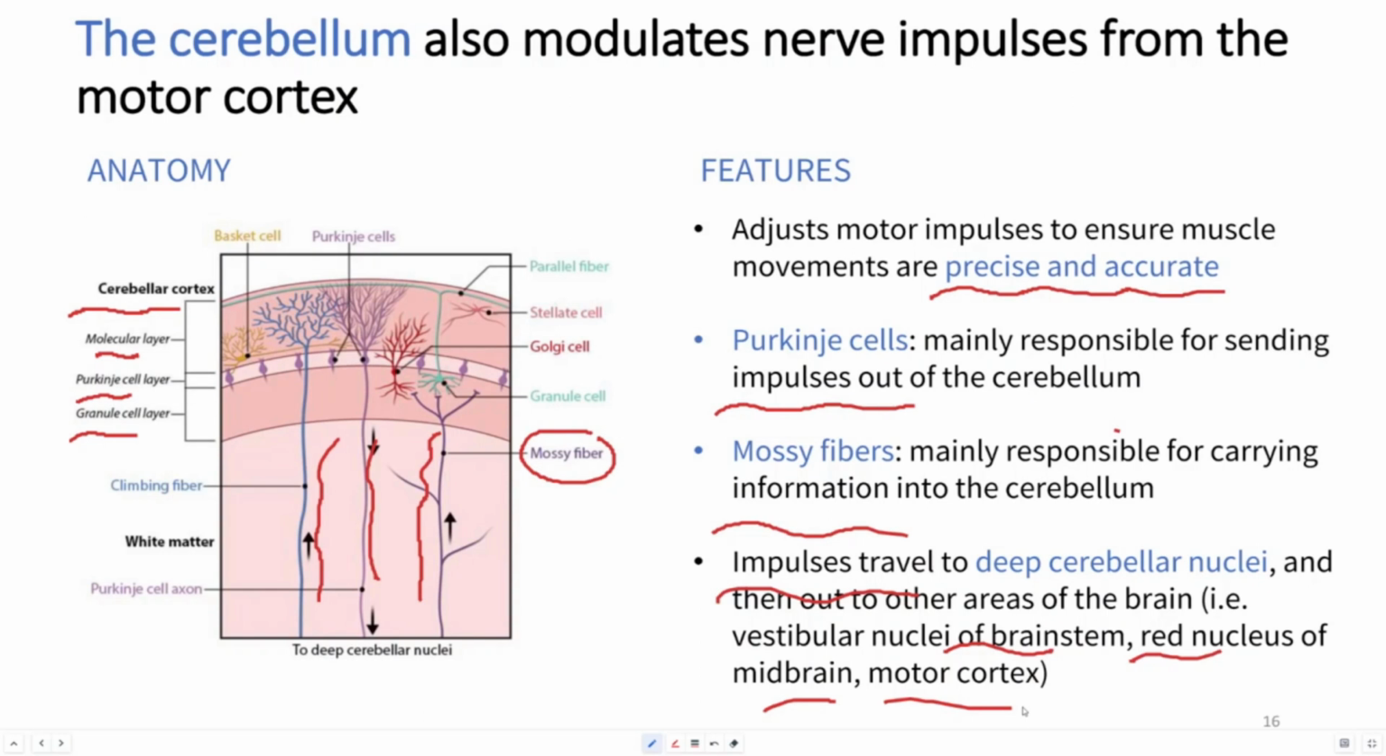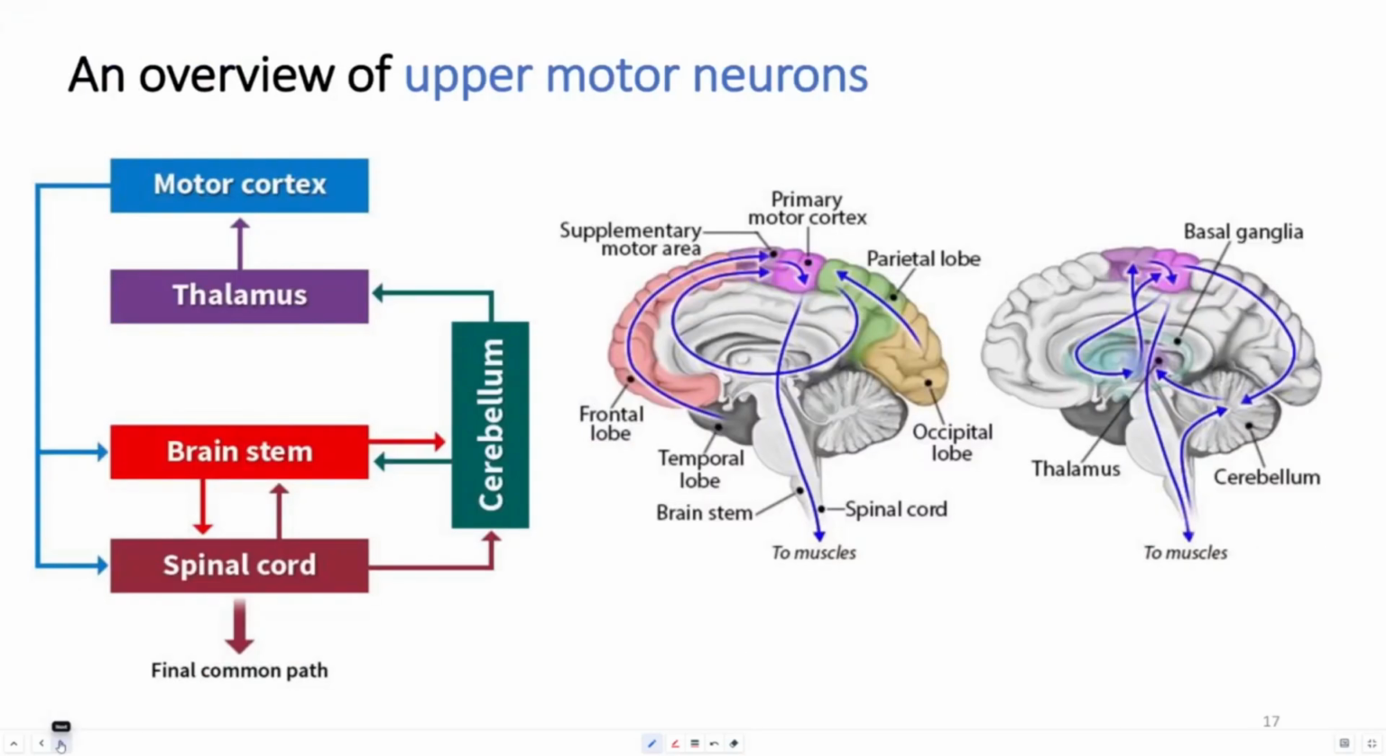Alcohol and certain drugs can have a very detrimental effect on the cerebellum. Intoxication leads to disturbances in our ability to gait, walk, loses our balance, loses our posture, and even inability to detect proprioceptive information. Here is an overview of all the upper motor neurons.